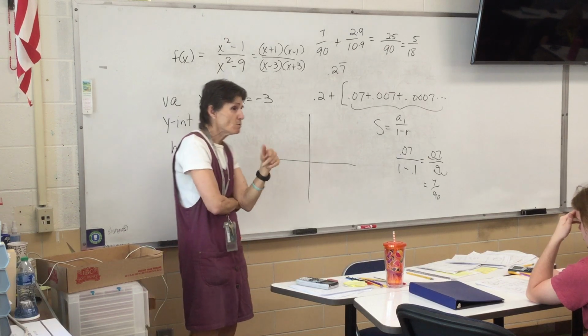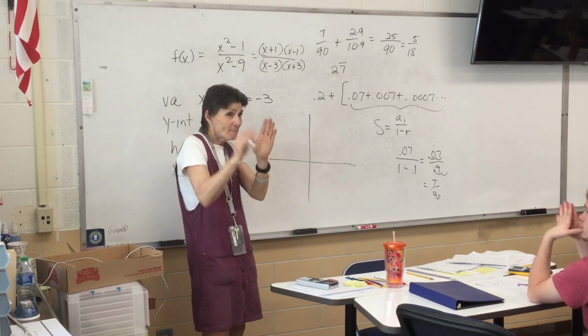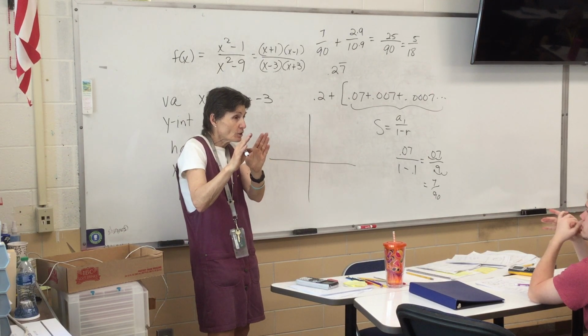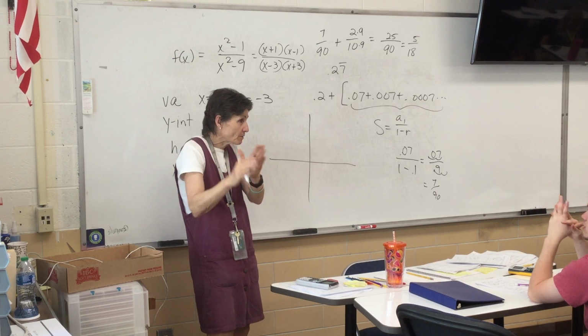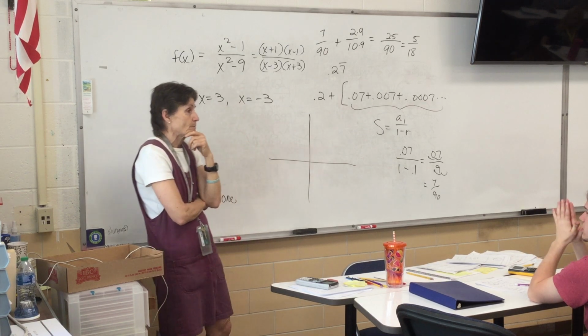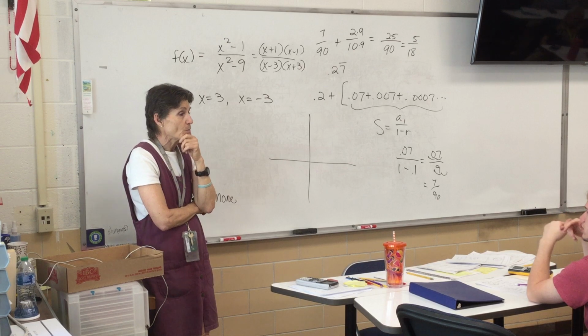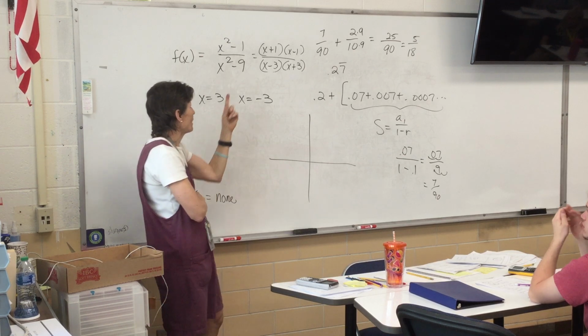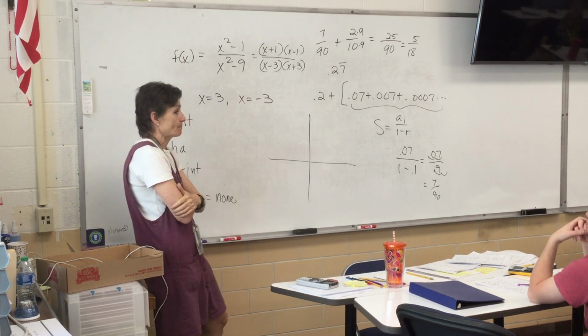So if I'm you and I don't remember that, I'm making a note over here. Vertical asymptotes where denominator equals 0. All right, what else can you tell me about something else here?